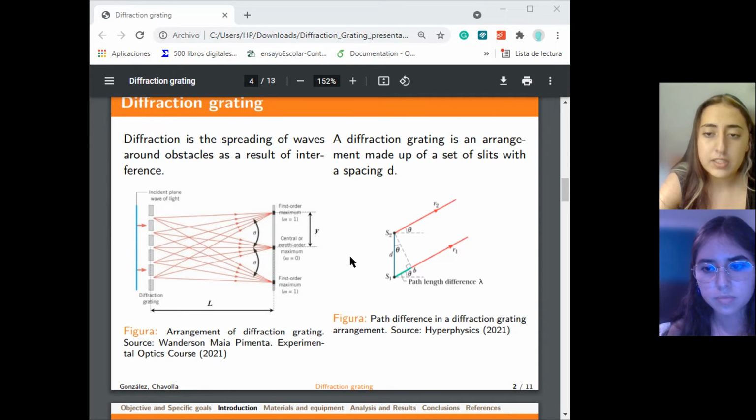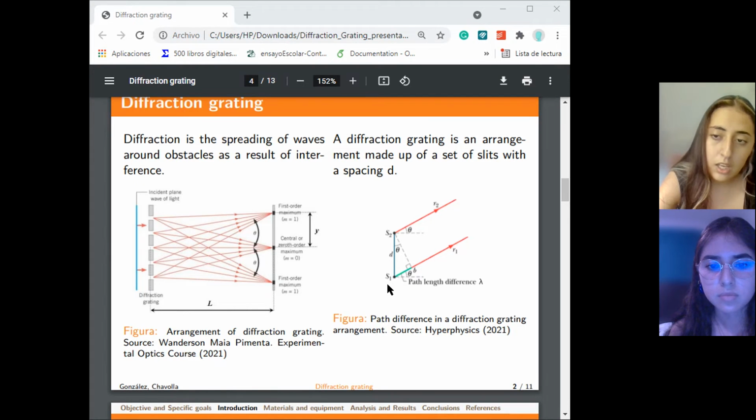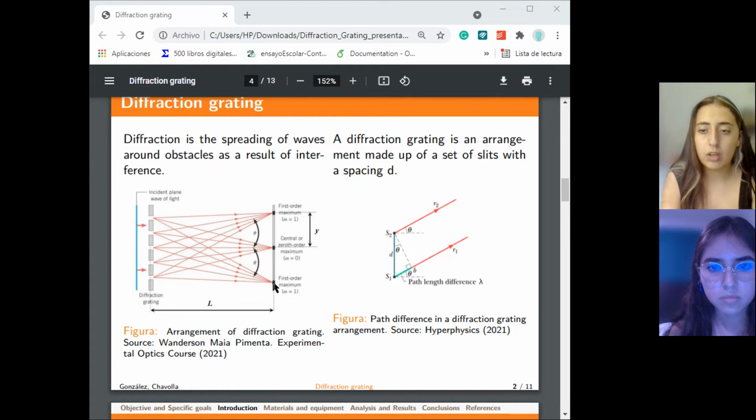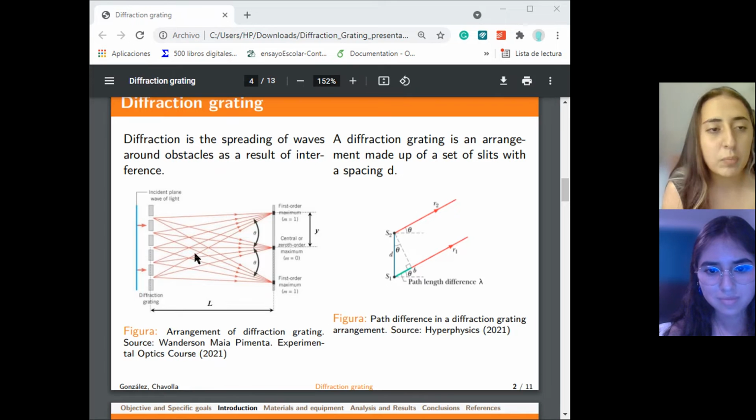And that spacing must be wider than the wavelength that we are going to use, so that it can cause diffraction. Now we're going to assume a plane wave of monochromatic light of wavelength lambda at normal incidence on a grating. Each slit of the grating acts as a quasi-point wave source, meaning that each slit propagates light in all directions, as we can see in the diagram.